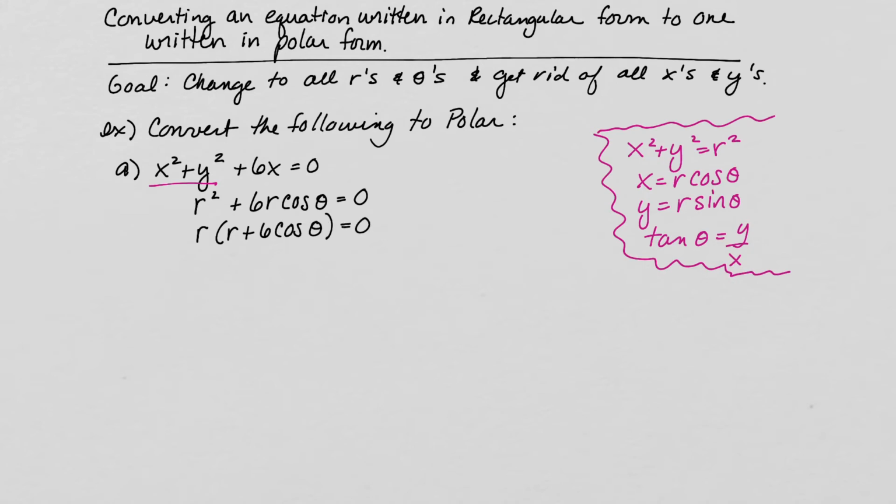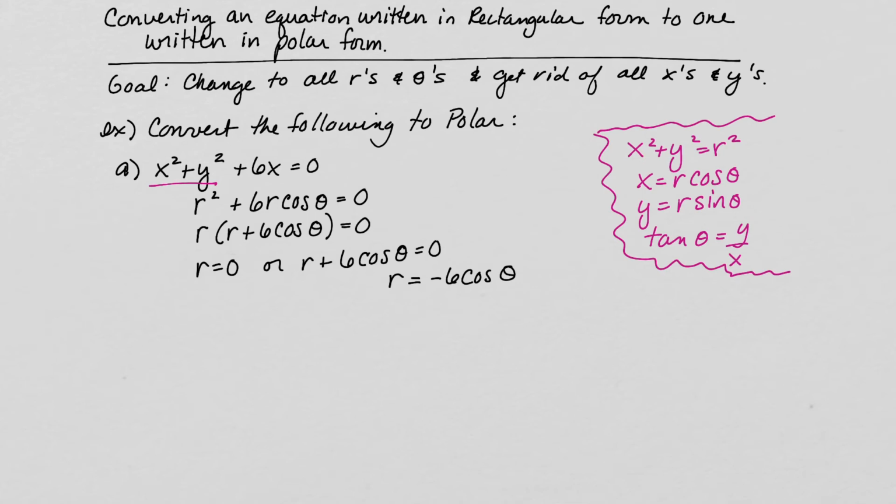And if at all possible, we try to solve for r, just like a lot of times we try to solve equations for y. In polar coordinates, we try to solve equations for r. So in this case, I could break this into two equations, r equals 0 or r plus 6 cosine theta equals 0, which means the second equation here is r equals minus 6 cosine theta. So you do have two choices: r could be equal to 0 or r could be equal to minus 6 cosine theta.